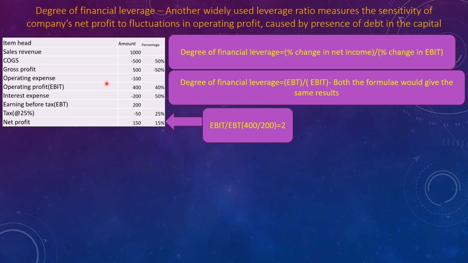Now, this table shows the calculation of degree of financial leverage for a company where the COGS is 50%. So EBIT by EBT, EBIT 400 by 200, gives the degree of financial leverage equal to 2.